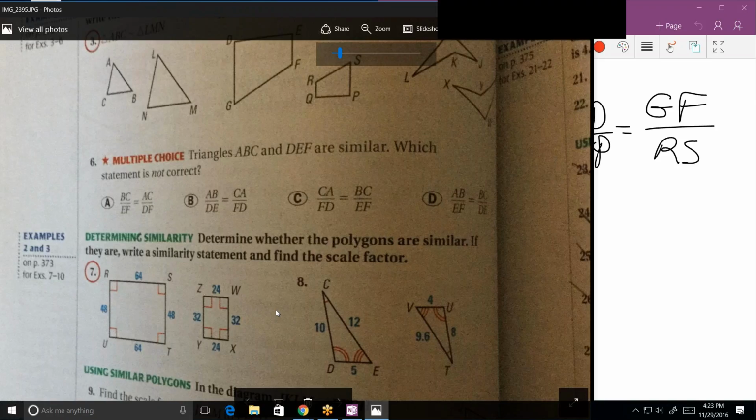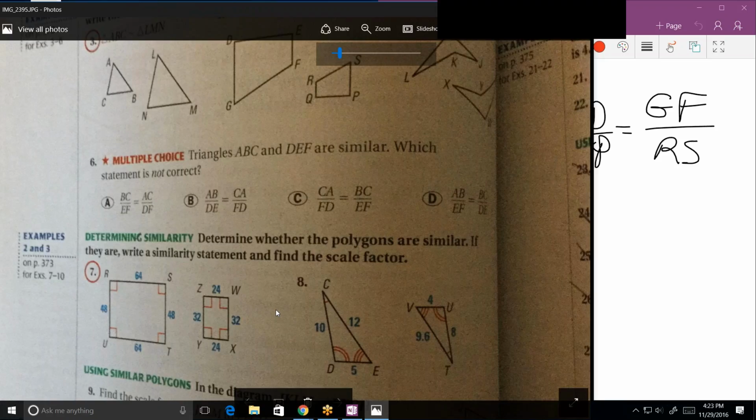That's correct. CA over FD equals BC over EF. That's correct. So it has to be D by elimination. AB over EF, which is not going to be the same as BC over DE.